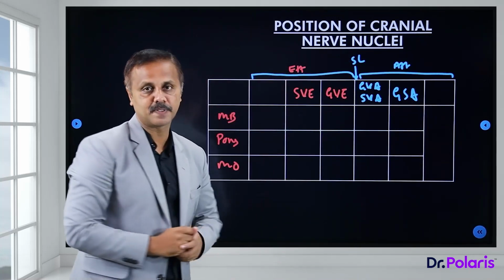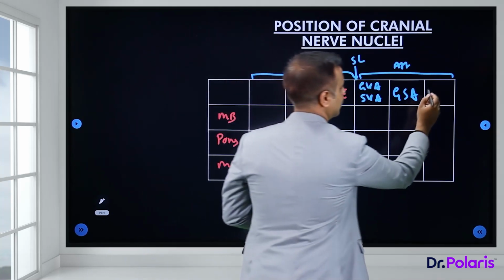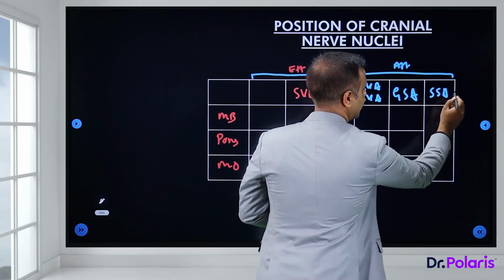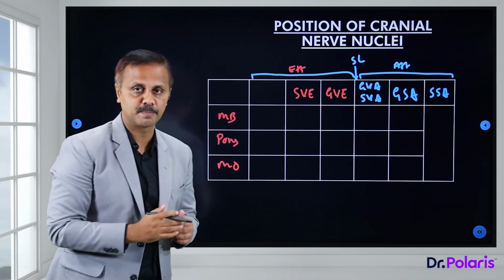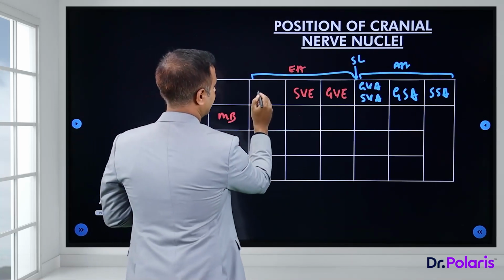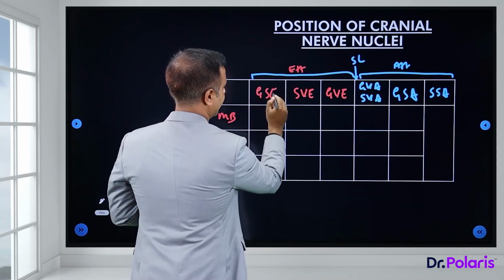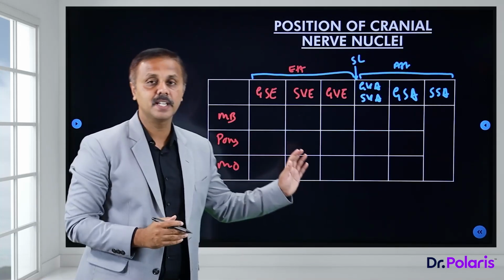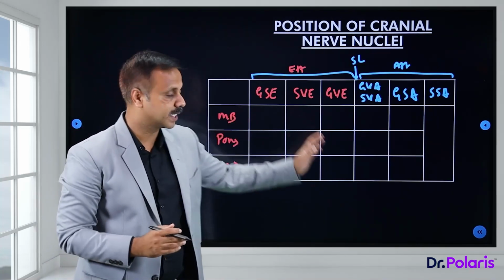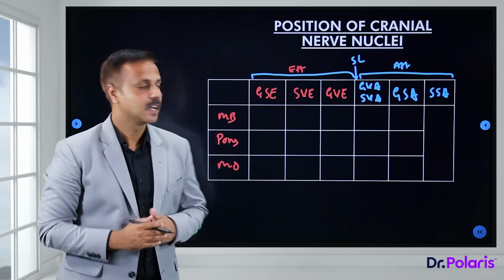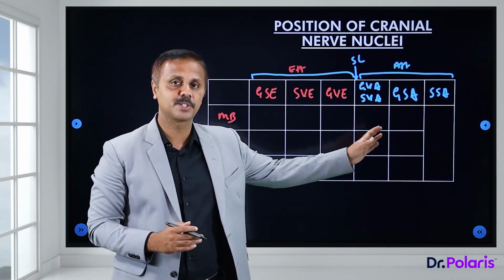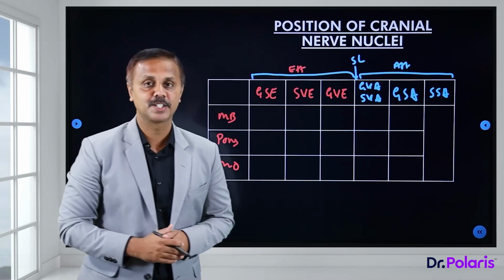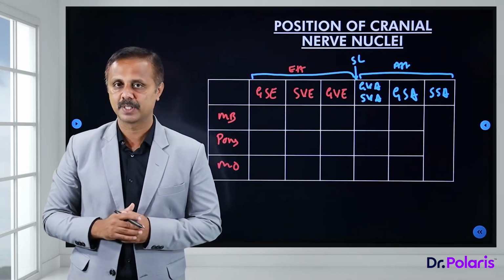What about the last functional columns? We have the special somatic afferent column, which is unique to the sensory plate, and here we have the general somatic efferent column. Done? So let's try to identify the nuclei that are associated with these functional columns. We will begin with the special somatic afferent column, which is concerned with the vestibulocochlear nucleus.